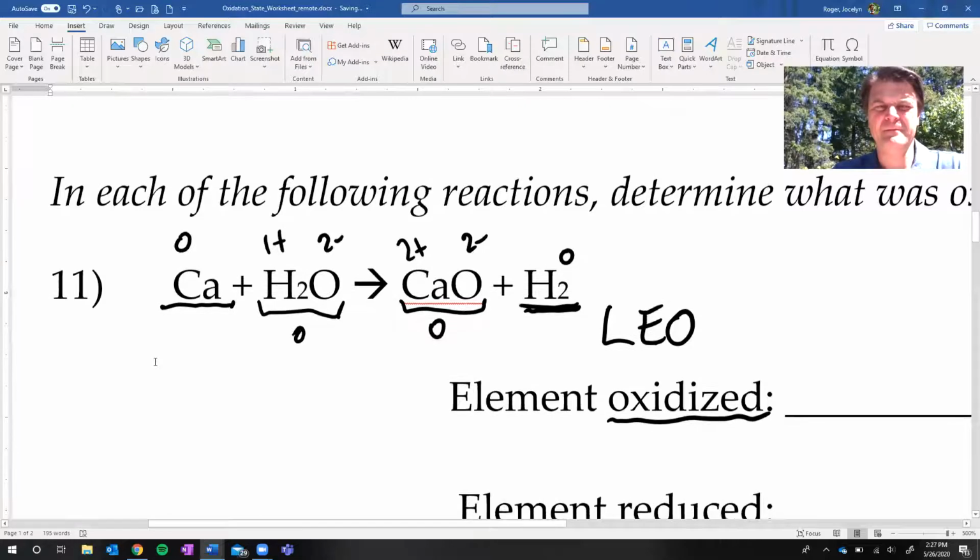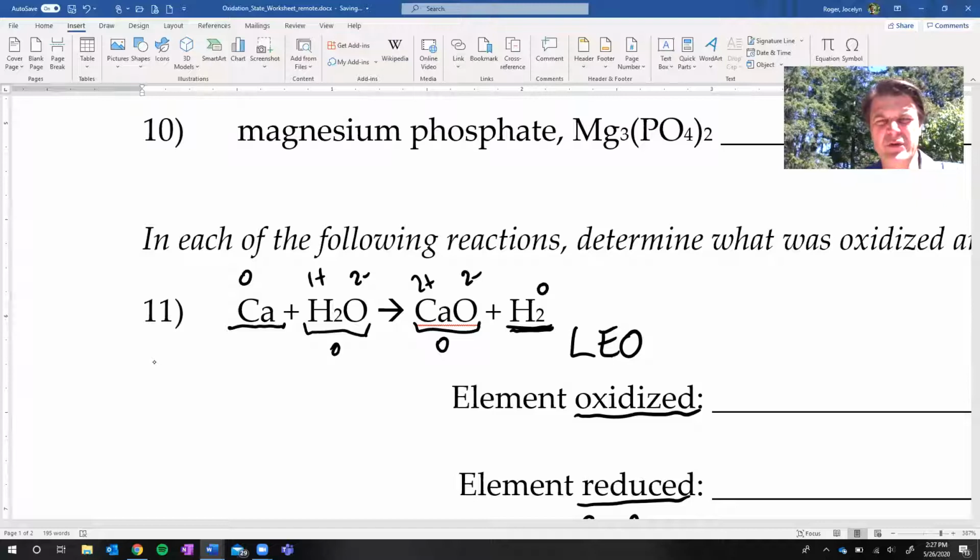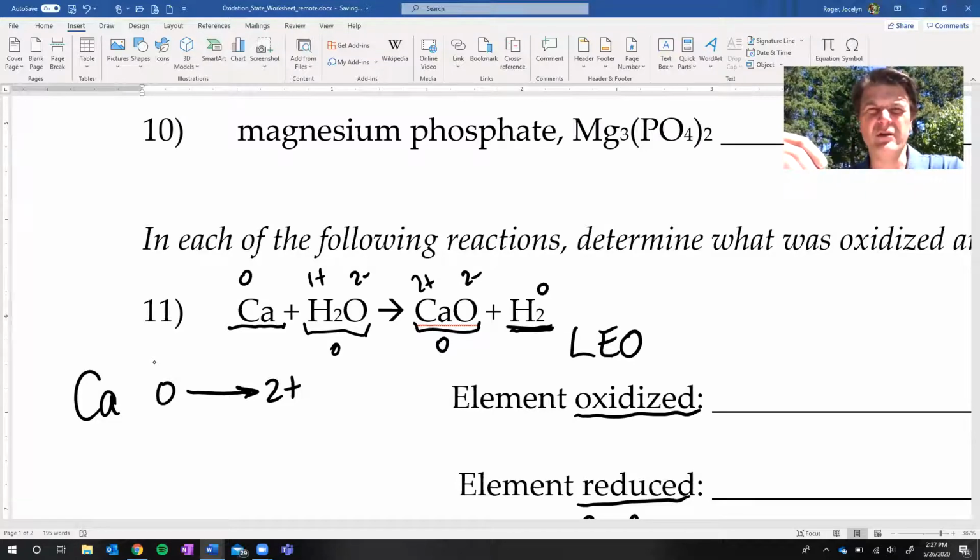So what's happening here? The calcium is changing numbers. Calcium is going from 0 to 2 plus. So how does an element acquire a 2 plus charge? By losing 2 electrons. So the element that's being oxidized, the element that lost electrons, is calcium. Calcium lost 2 electrons and became calcium 2 plus.